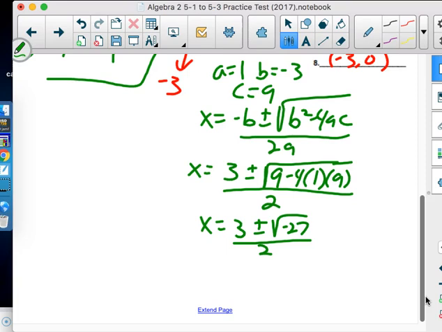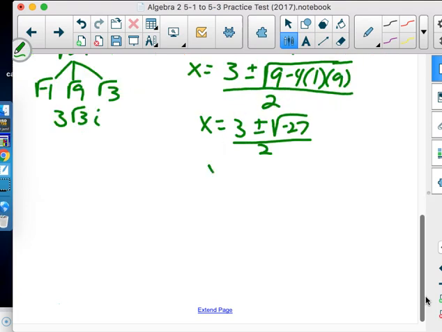So let's figure out what we can do with the square root of negative 27. Obviously, square root of negative 1, right? You got any perfect squares that will go into 27 nicely? 9. 3 times. So this will be 3 square roots of 3i. So let's replace that. Can we simplify that at all? 3's on top, 2's on bottom. No, we can't divide that out nicely.